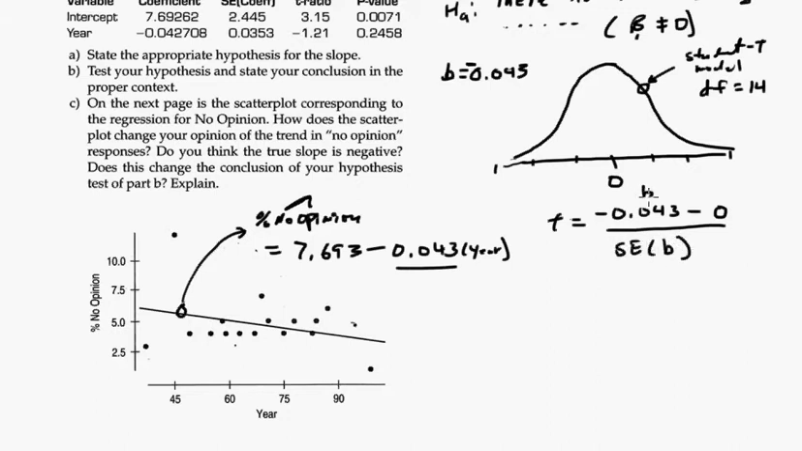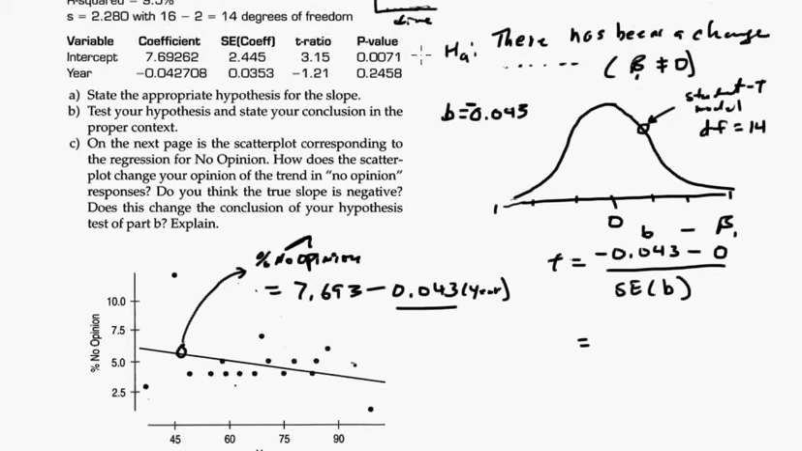Okay, this is b minus beta 1. We get that right from the computer printout. Here it is, the standard error of the slope is right there. So we get minus 0.043 minus 0 divided by 0.0353, and that comes out to be negative 1.21.